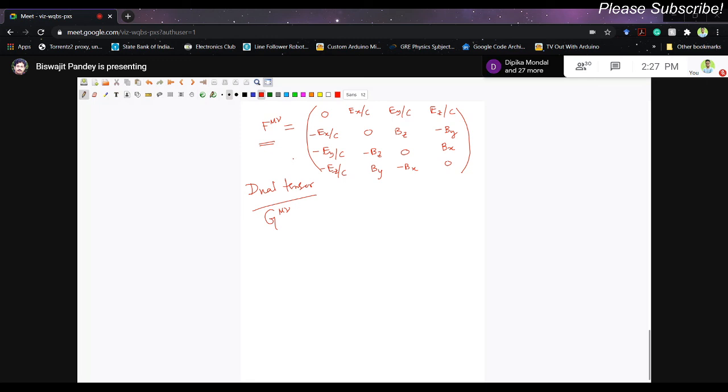So replace all E by c with B, and all B with minus E by c. This is just a manipulation. In place of E by c you write B, and in place of B you write minus E by c. Whatever tensor you get is called the dual tensor, and it again has 6 independent components, just like F mu nu.